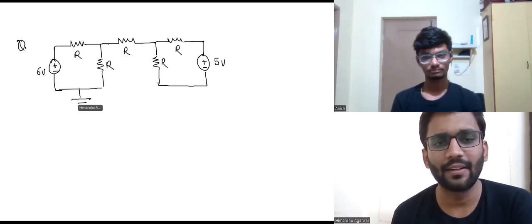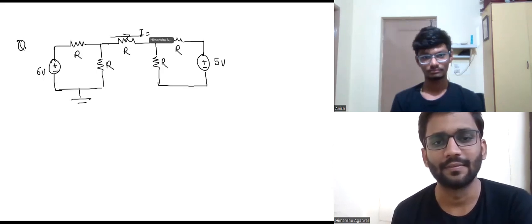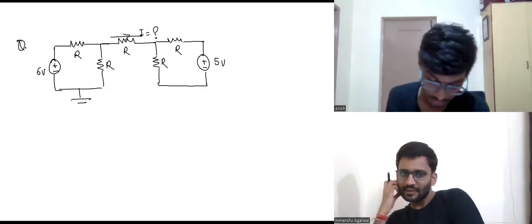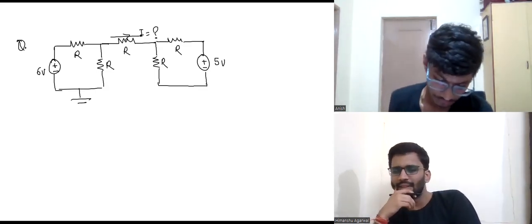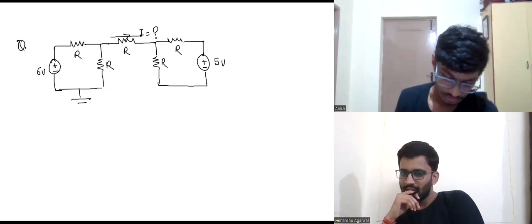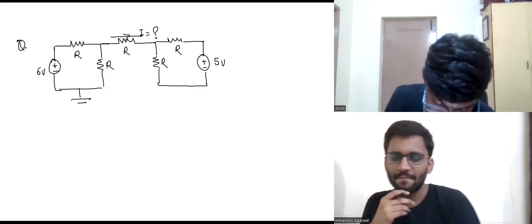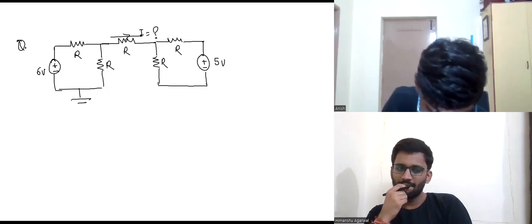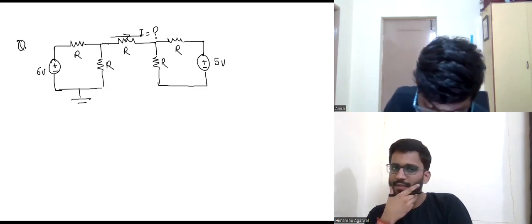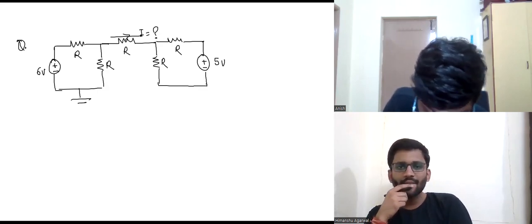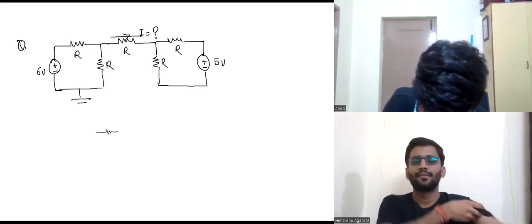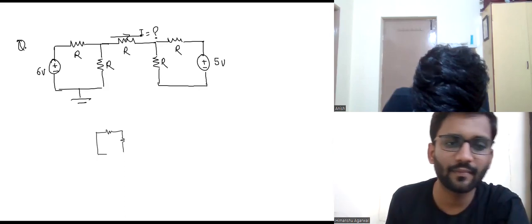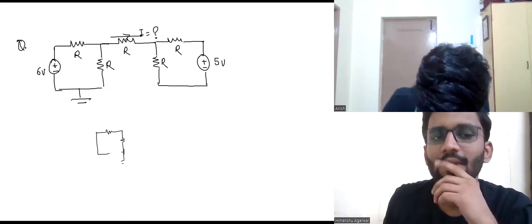Okay, so tell me the current in this resistor. So the current in this resistor, right? First, when I think of current through a resistor, I think of the Thevenin equivalent. So if I draw the Thevenin equivalent circuit of this, first I calculate the RTH of this, right? How will I calculate? I will short the independent sources, right? Then I will ground this.